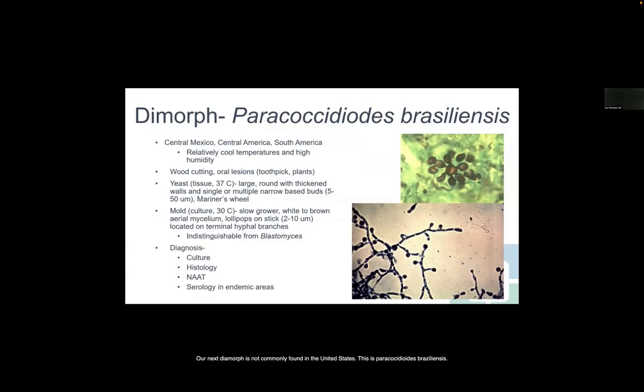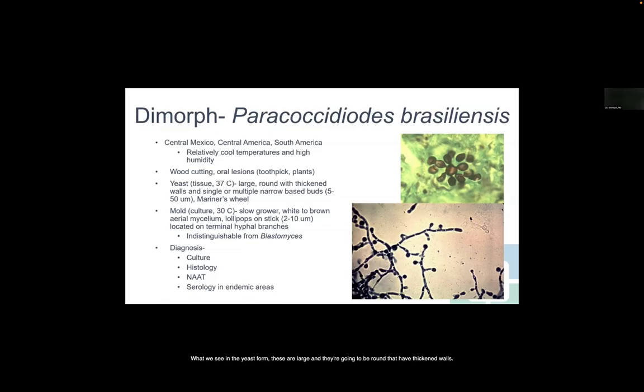This is Paracoccidioides brasiliensis. It can be seen in central Mexico, Central America, and South America, particularly in areas with relatively cool temperatures but high humidity. People that are particularly at risk are those with occupations like wood cutting, and people that use toothpicks or chew on bits of plants, which can cause Paracoccidioides infections in the oral cavity.